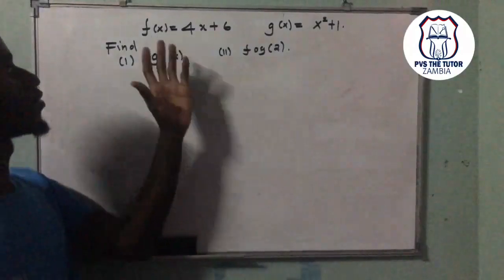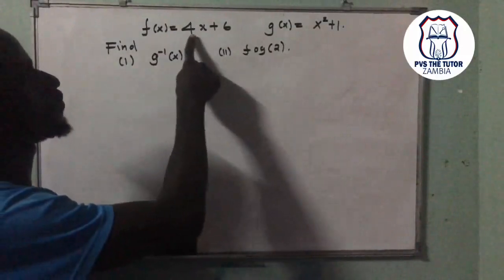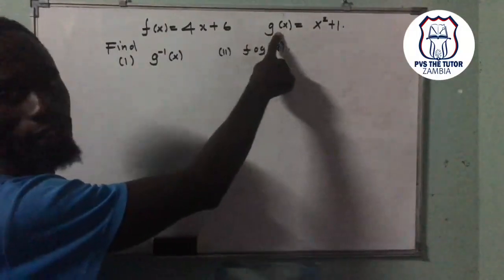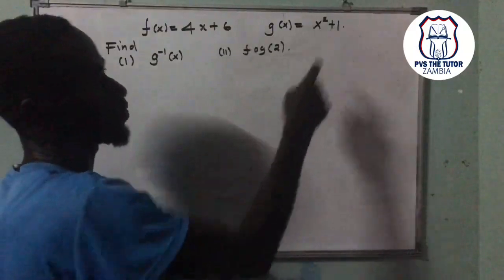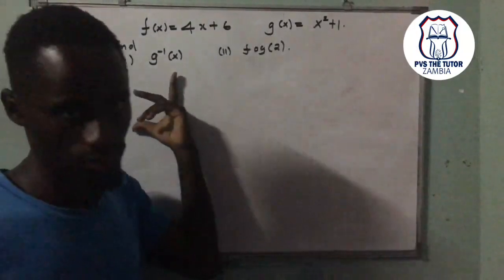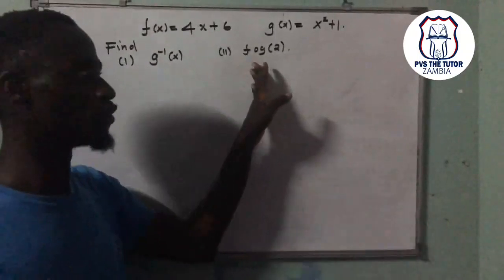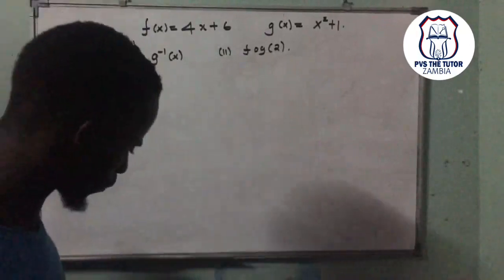Alright, so I have these two questions here. It's a function. It says f of x is 4x plus 6. G of x is x squared plus 1. Now, how are we going to find g inverse, the inverse of g? How are we also going to find f of g of 2?